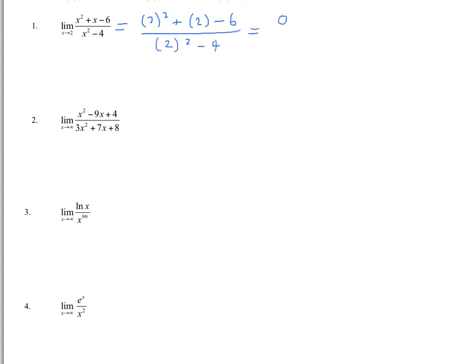In the numerator we get 0, and in the denominator we get 0. We actually have a term for an answer like this. It's known as an indeterminate form.